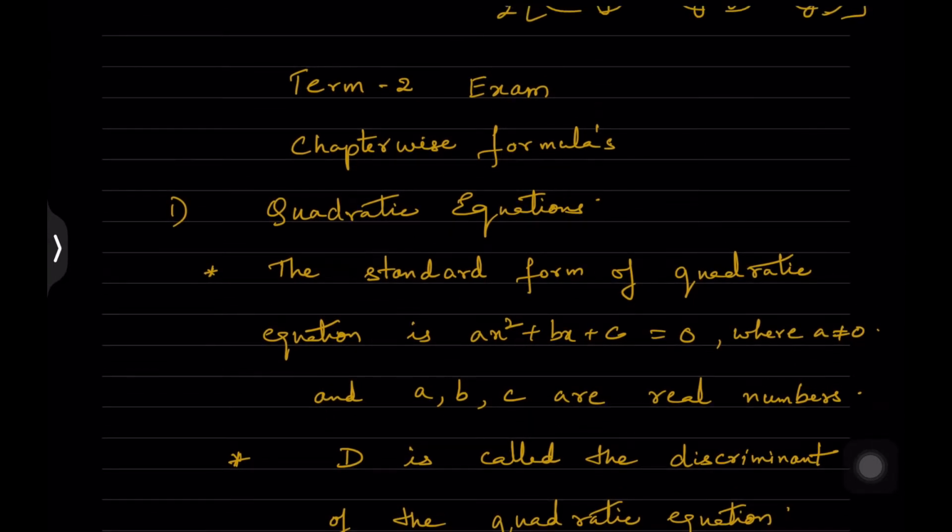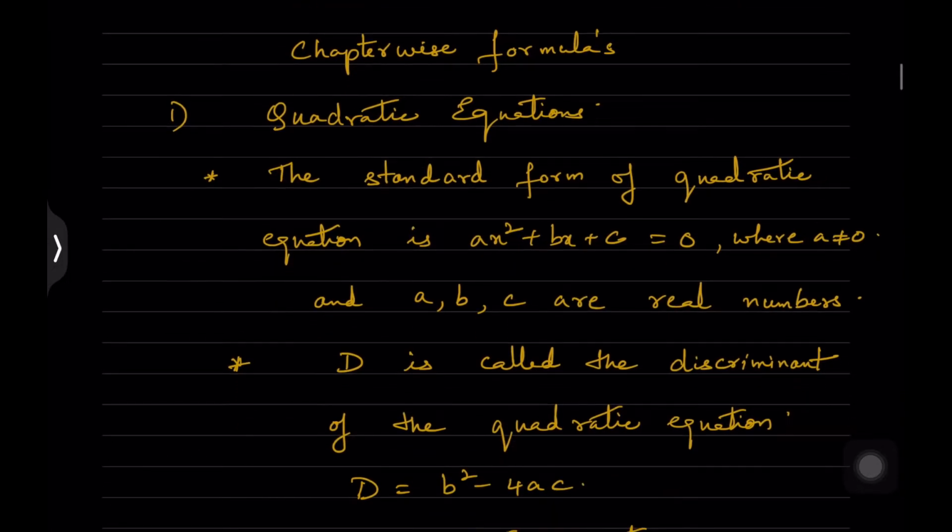We'll just see. So first one, the standard form of quadratic equation is ax square plus bx plus c equal to 0. Here a should not be equal to 0. If a is equal to 0, it becomes a linear equation. So remember that it always should have a term a, that is x should be to the power of 2, and a, b, c are real numbers.